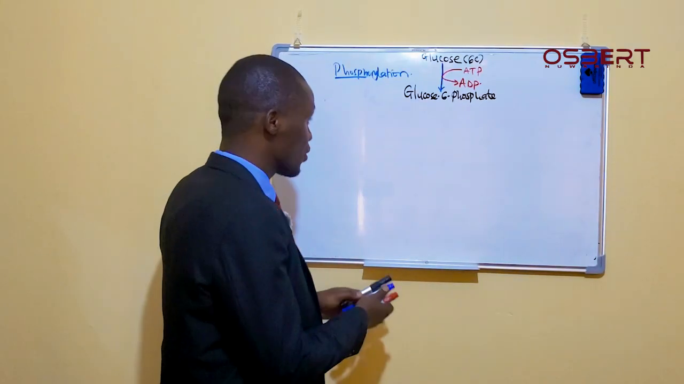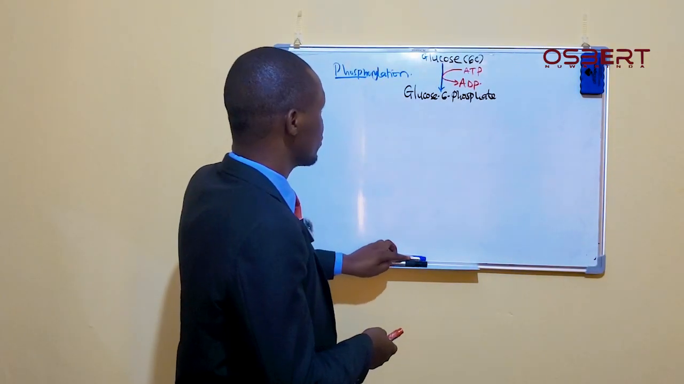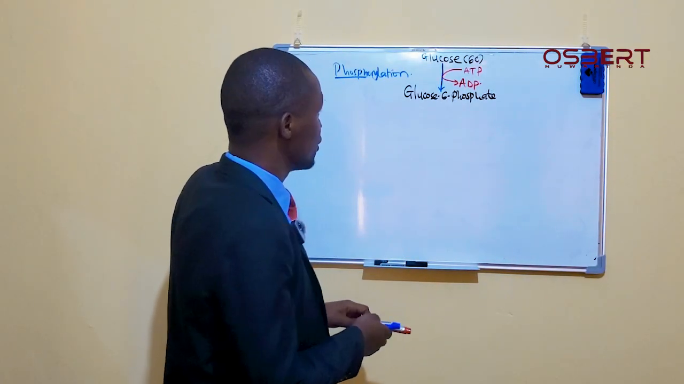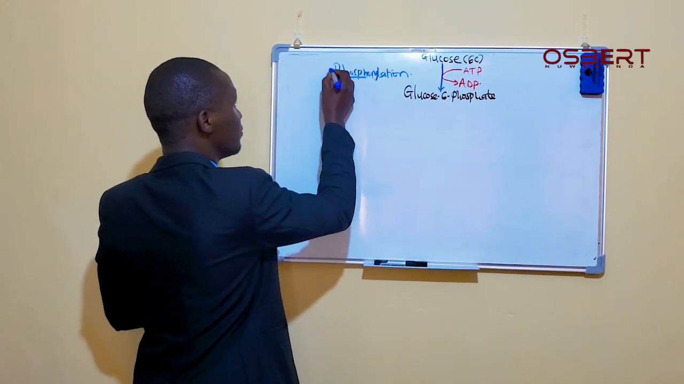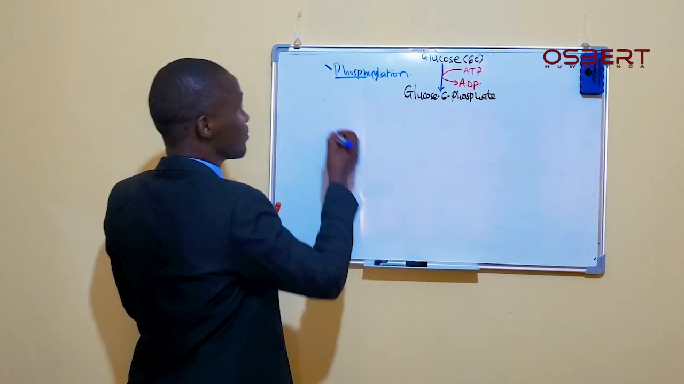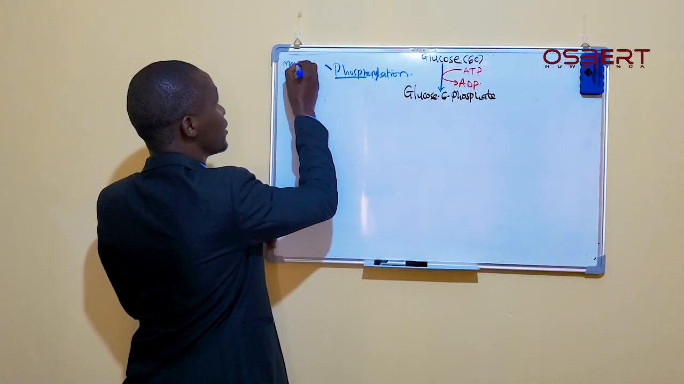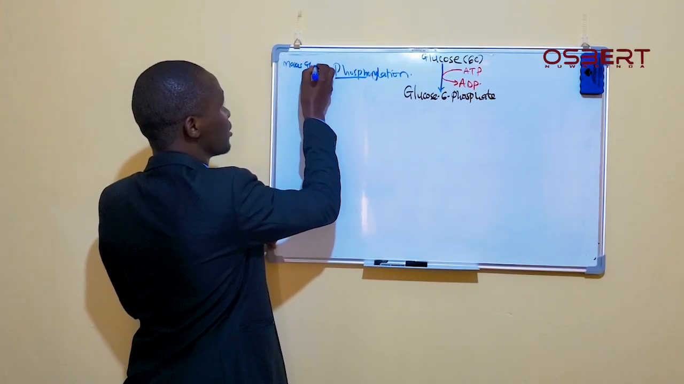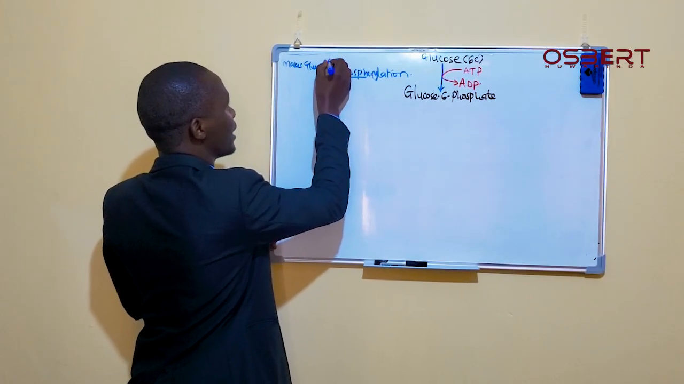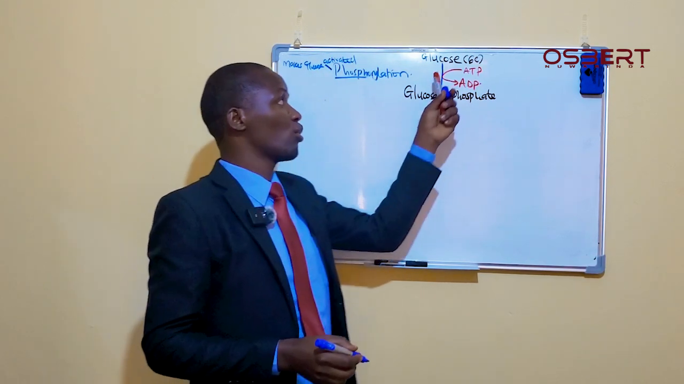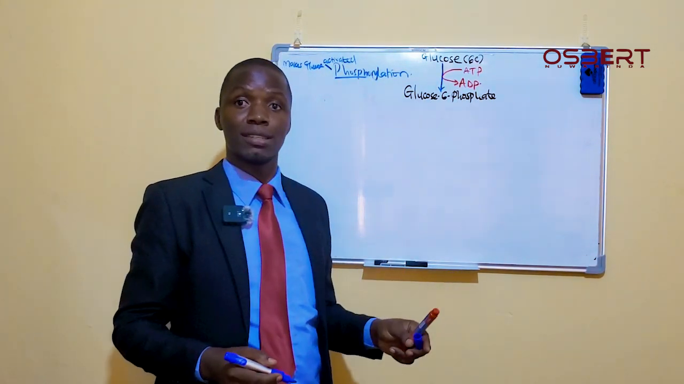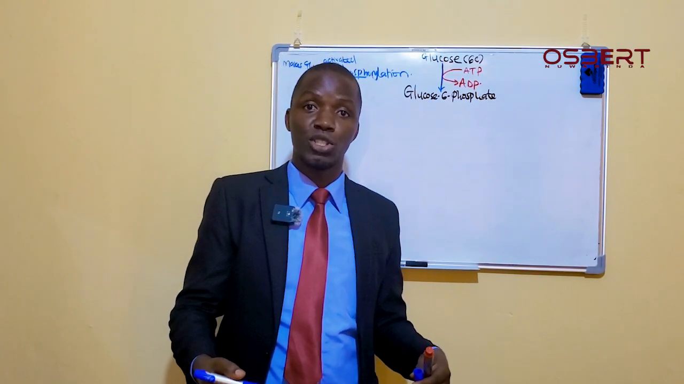Now, this reaction also has importance. And what's the importance? This first step here is so important because of the following reasons. One, it is very important because it makes glucose activated. This first process here, when glucose gets a phosphate, the glucose molecule becomes activated.